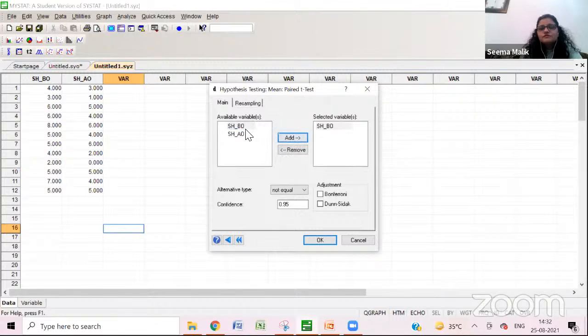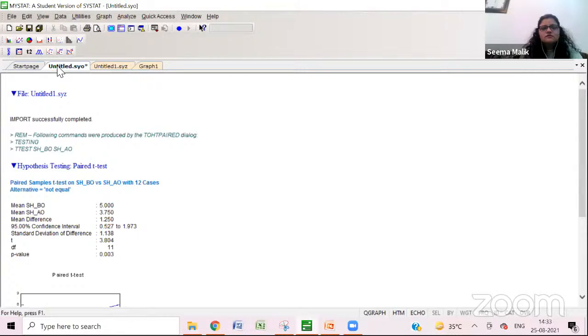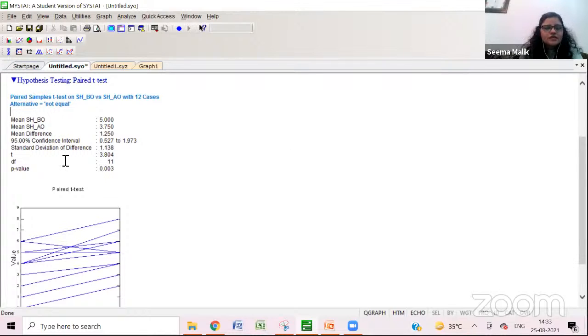Before, this is after. Okay, so look, these are the study hours before, and these are the study hours after. Whether there is a difference between the before and after is determined by this p value. Okay, this is the p value. What is the p value? What does it indicate?